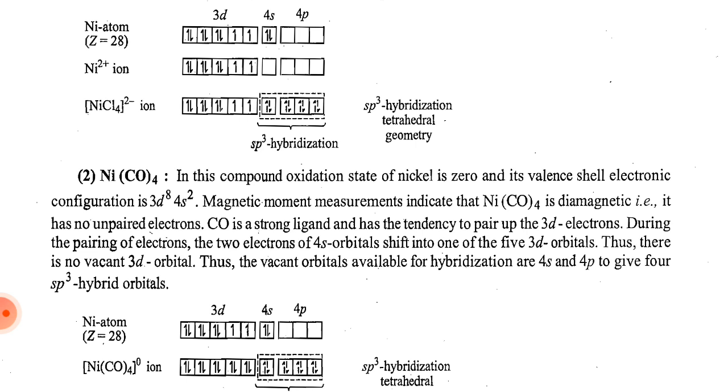So it will form sp3 hybridization by sharing 2 electrons from the Cl4 2- ligands. It will form sp3 hybridization with tetrahedral geometry.